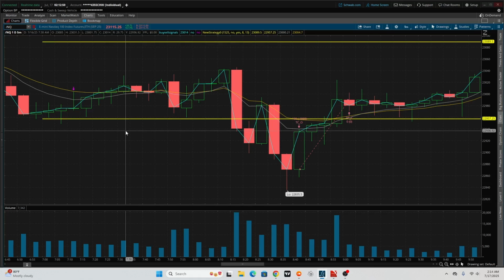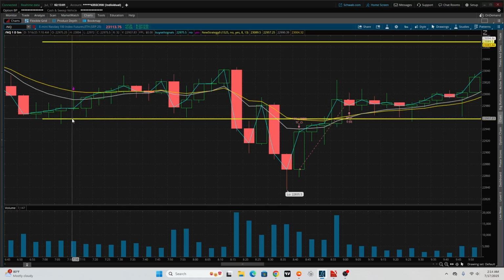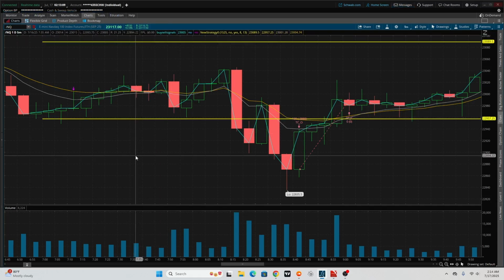Those are pretty big psychological levels. Institutions love to defend those levels, and obviously retail does as well. You see a stock heading to 100, you want to buy. So this is just a good indicator. Obviously the EMAs are a big part of it, but I really use it for these support and resistance lines. So we'll give an example right here.